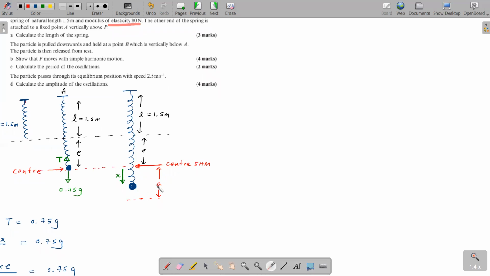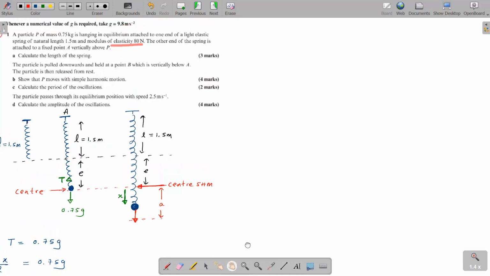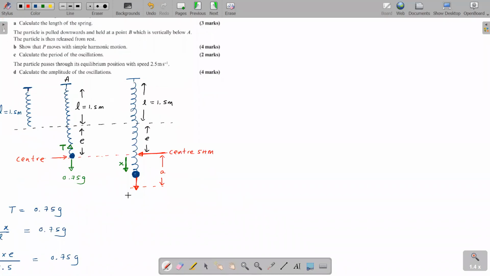Now this is a vertical system. What are the forces acting here? Definitely now you need to consider the weight. You can remember in horizontal, did we consider the weight? No. But now in vertical, we consider the weight as one factor. So what is the weight here? Have they given us the mass? Mass is 0.75 kilograms. So weight will be 0.75 G.